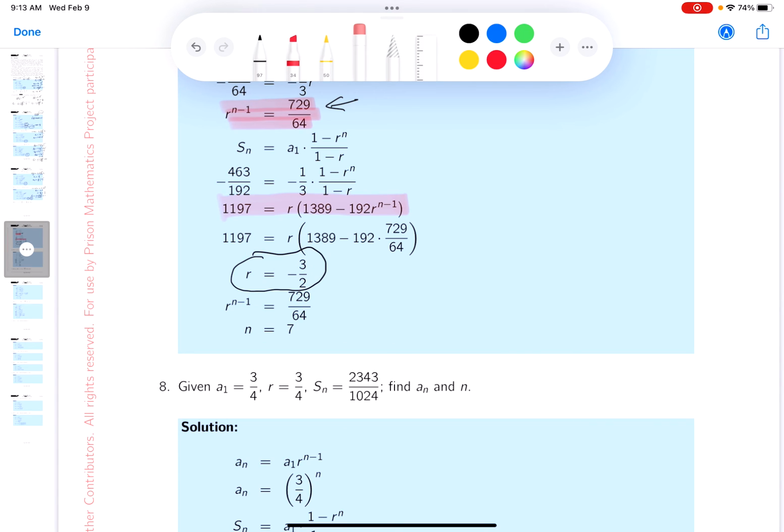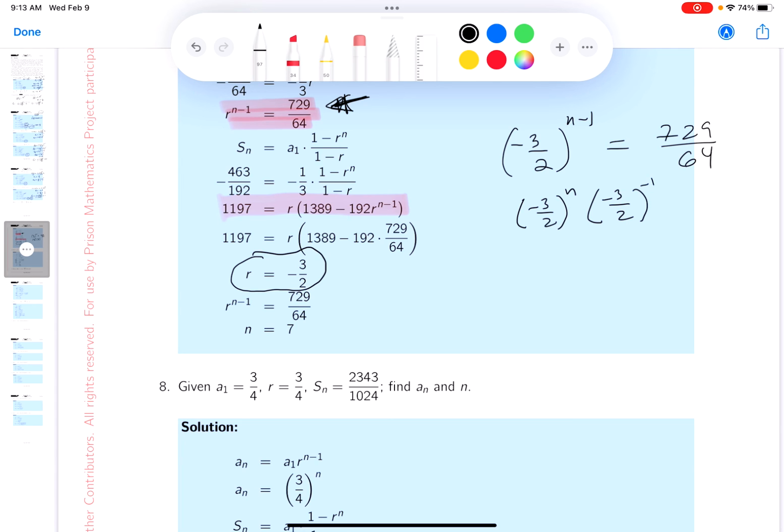And why is that? We got a really nice equation over here. And let's put this down for you. So what do I got? I got minus 3 over 2. We're using this equation right here. N minus 1 equals 729 over 64. And again, I'm not opposed to using a calculator, by the way. But this is going to be minus 3 halves to the n. And then it's going to be minus 3 halves to the minus 1 equals 729 over 64.